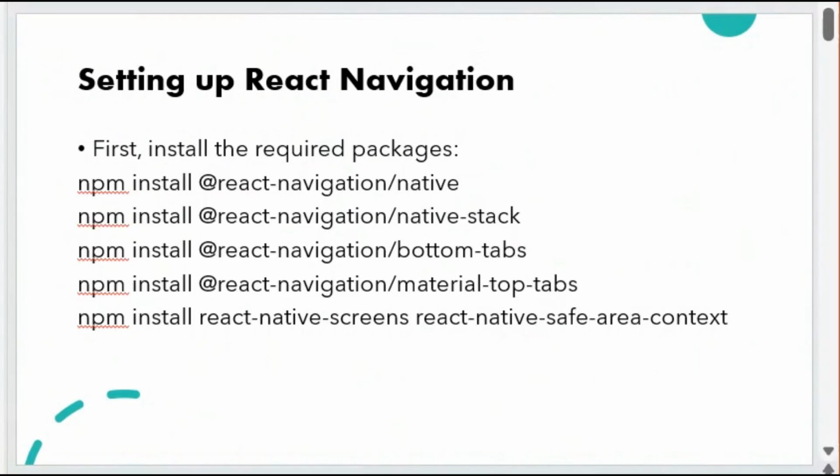topic. Okay? For setting up our React Navigation, first you have to install the required dependencies. So here are the 5 dependencies that you have to install. Of course, I know you already installed the first two, correct? If I'm not mistaken. So the new dependencies that we need here are the bottom tabs, the material top tabs, and the React Native screens, React Native safe area context. So you have to set this up first, install these dependencies before we proceed to the actual implementation of adding or creating our bottom and top navigation.